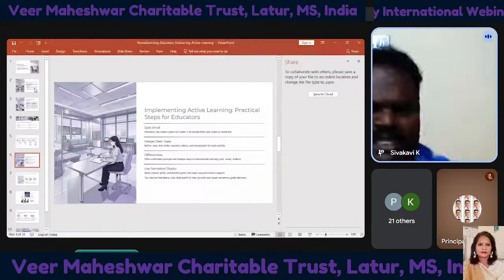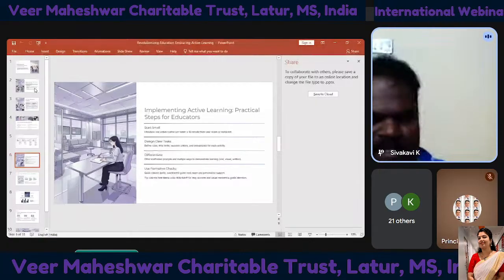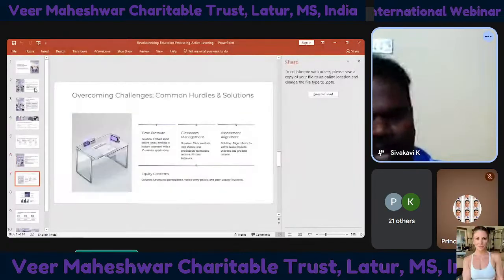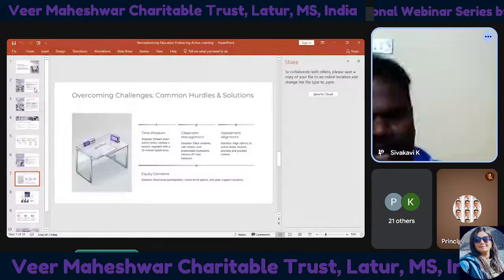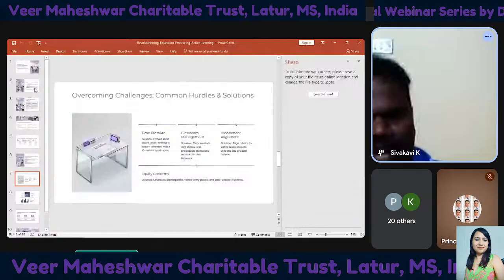In a longer lecture session, divide them into small groups. Give them small activities. Within 10 minutes, they have to complete it. In such a way, design the time in the class.